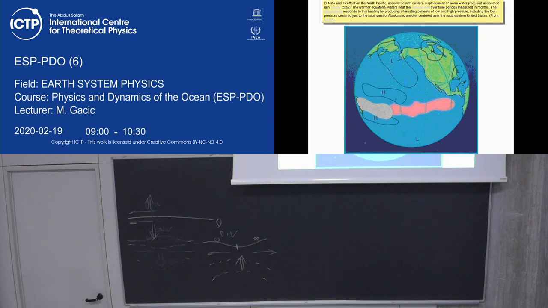So we call this phenomenon, where we have connections between something which has happened locally, in one point, and appears in another position, teleconnections. You have heard the term teleconnection. Teleconnections means that there are relationships between a phenomenon appearing in one place and something which appears in a remote area.